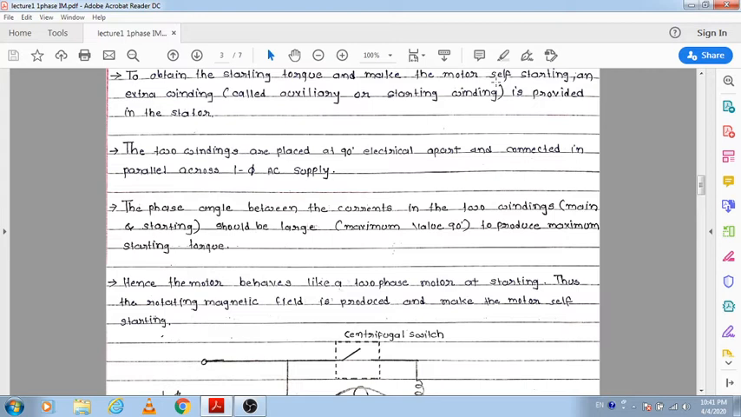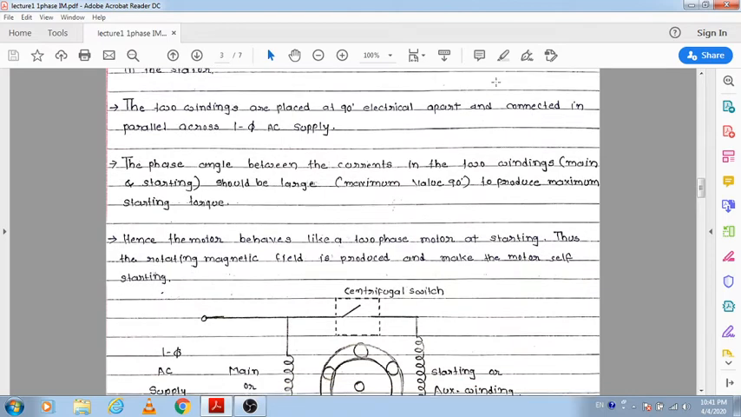So for the split phase theory, the angle between these two split phases gives you the maximum torque, and we know that the maximum angle is 90 degrees. That's why you draw the current up to 90 degrees, and then we generate the torque.